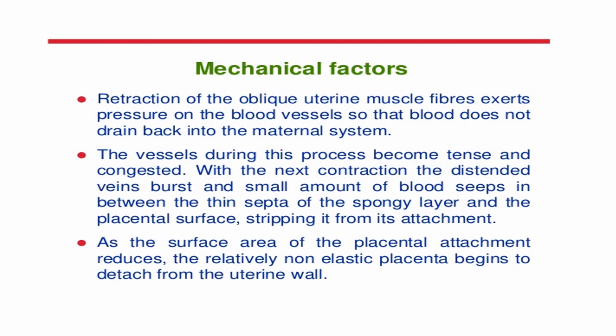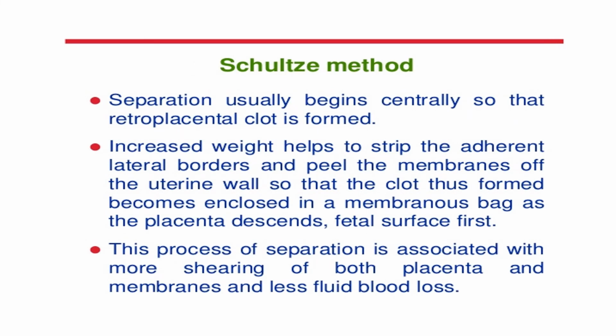As the surface area of the placental attachment reduces, the relatively non-elastic placenta begins to detach from the uterine wall, and this retroplacental clot also will help for the detachment, already I have told you. Next we can see the methods of placental separation. The first one is Schultze's method. That is, the placenta usually separates from the center. So this Schultze's method is otherwise known as the centralized separation of the placenta.